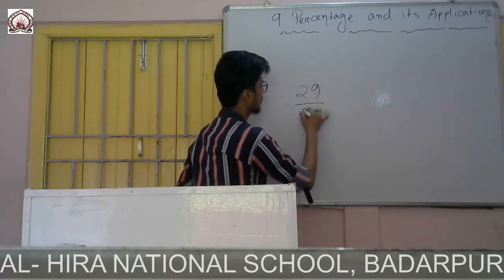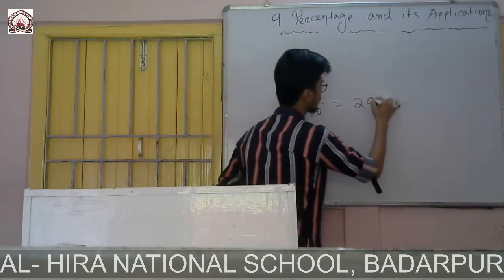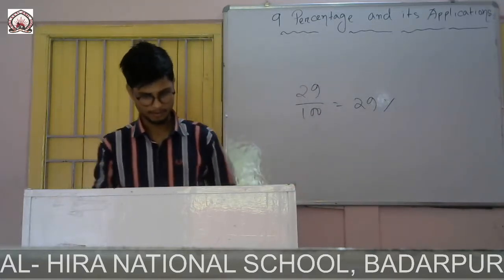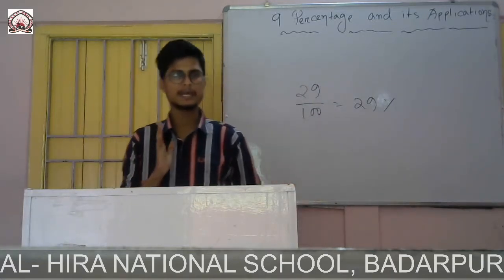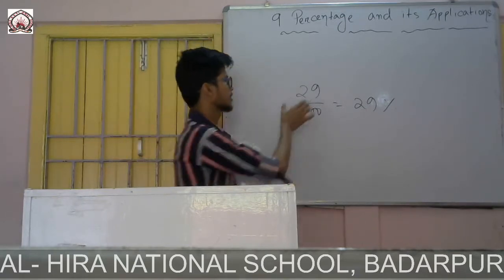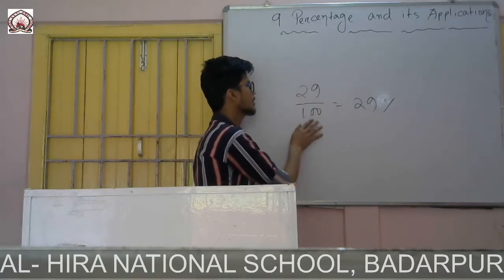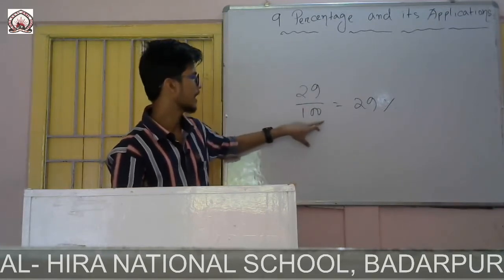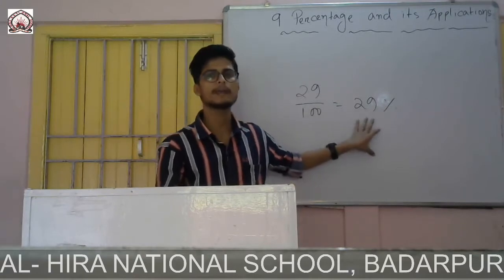So 29 by 100 I can write as 29%. This is the sign to represent percentage. A fraction that has 100 as denominator is called a percent.